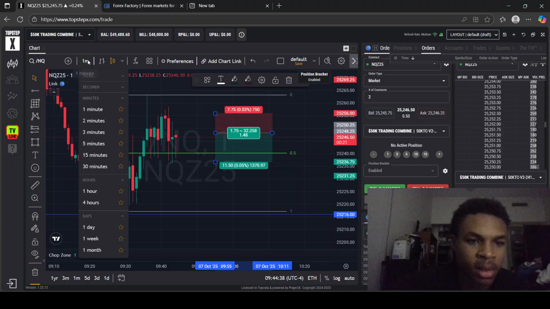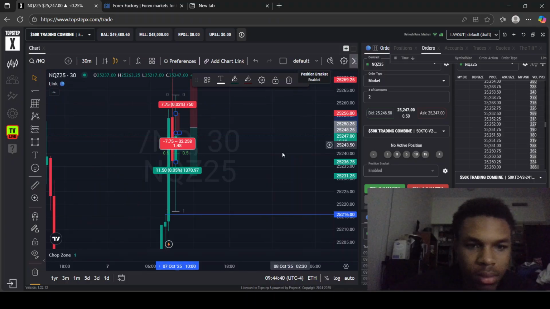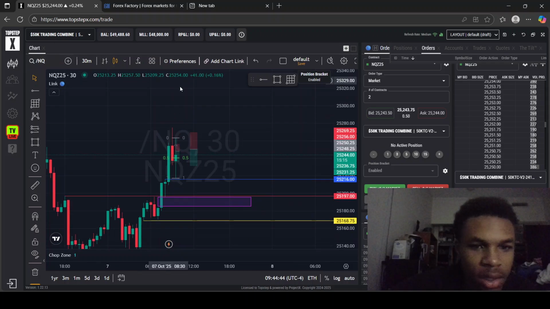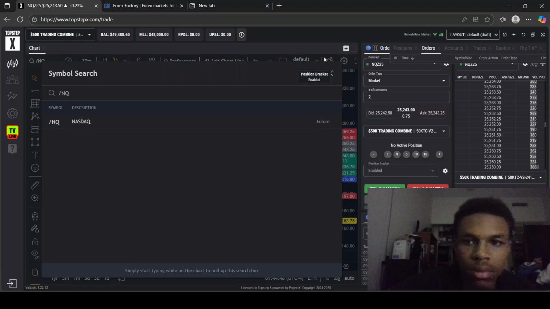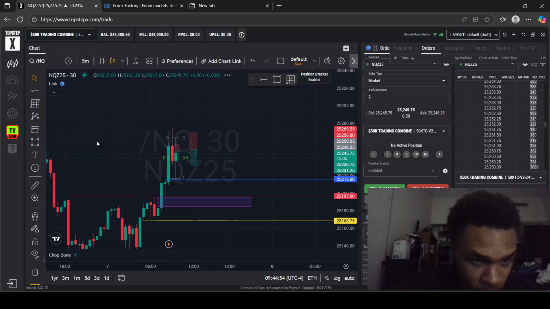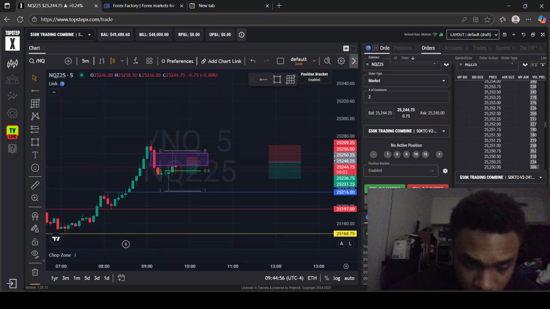Just wait, bro, because it's literally just chopping. This is just all consolidation right now. What am I doing? What did I just do? I've never in my life done that before.